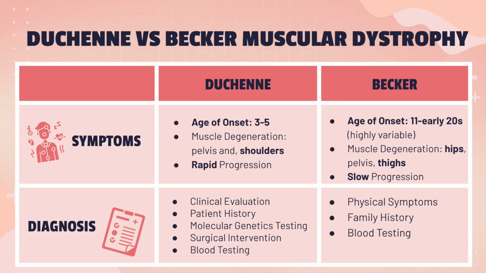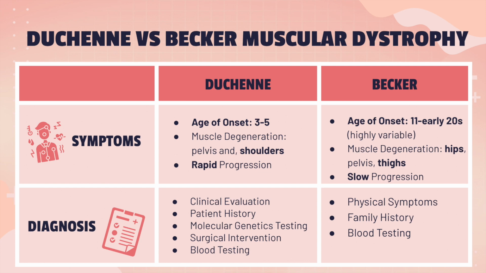In terms of the diagnosis, for Duchenne, a clinical evaluation is performed alongside a thorough analysis of patient history, molecular genetics testing, as well as surgical interventions in some cases, whereas for Becker, physical symptoms and family history are assessed. Blood testing is performed as a diagnostic procedure for both conditions as previously discussed.